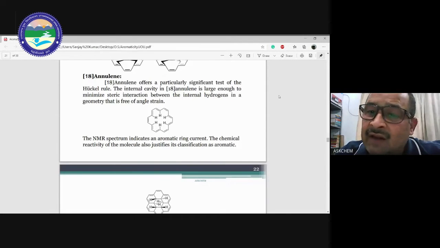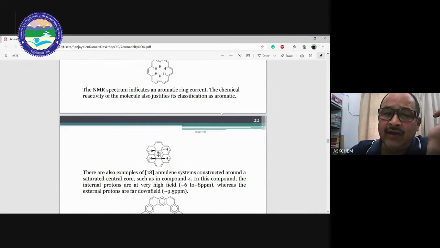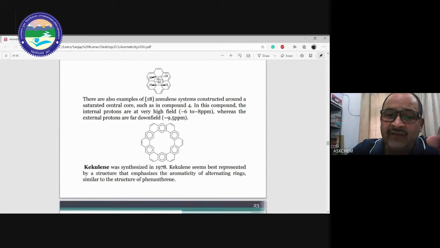And this 18 annulene further is a Huckel number, satisfying all criteria of aromaticity. The NMR spectrum indicates an aromatic diamagnetic ring current. The chemical reactivity of the molecule also justifies its classification as aromatic. Now if these six hydrogens, 1, 2, 3, 4, and 5, 6, are locked by methylene groups, there are also examples of 18 annulene systems constructed around a saturated central core. The center core, the hexagon in the center, is sp3 hybridized, mind it, sp3 hybridized. And the ring current is induced by the peripheral 18 pi electrons, such as in the compound 4.